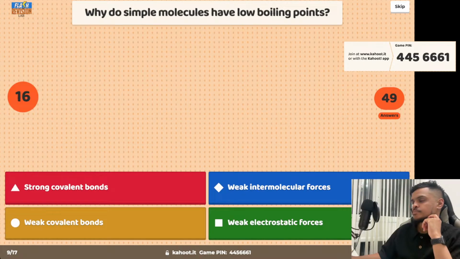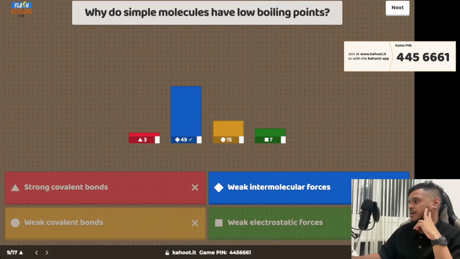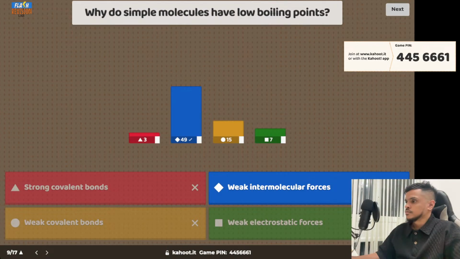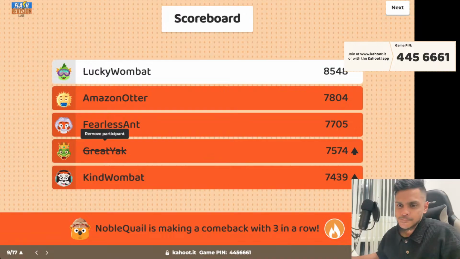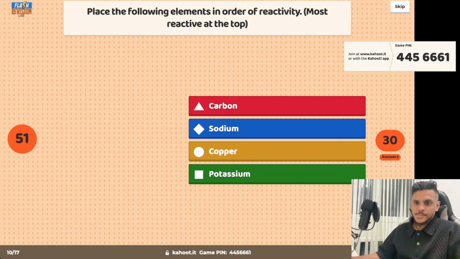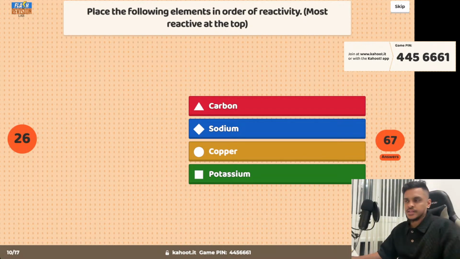Simple molecules, simple molecular substances. They have strong covalent bonds and electrostatic all the time. The answer here, they have a covalent bond. That's what I thought. Type of bond, you can think that happens between atoms. Intermolecular happens between molecules.